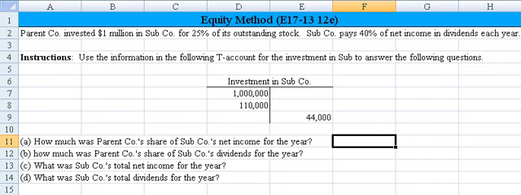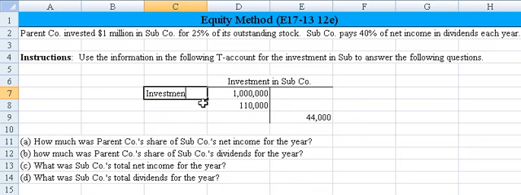Question A says, how much was parent company's share of sub company's net income for the year? Okay, so what this requires us to do is interpret what we see in the T account. Now the million looks like the million investment. Okay, so I'm going to write that off to the side. That looks like the investment. Right? That looks like that entry.